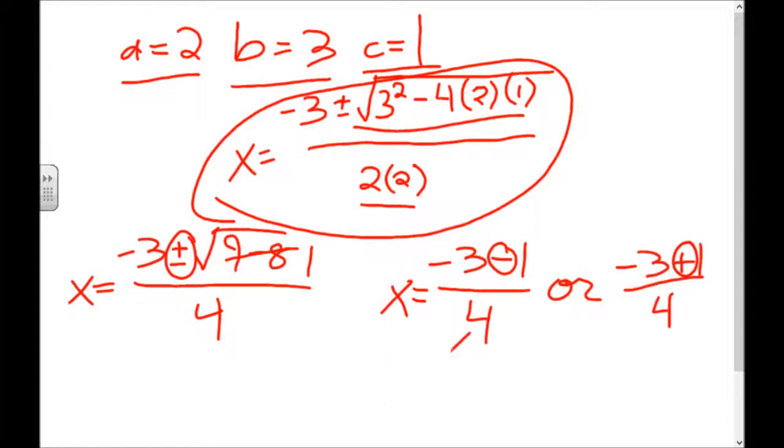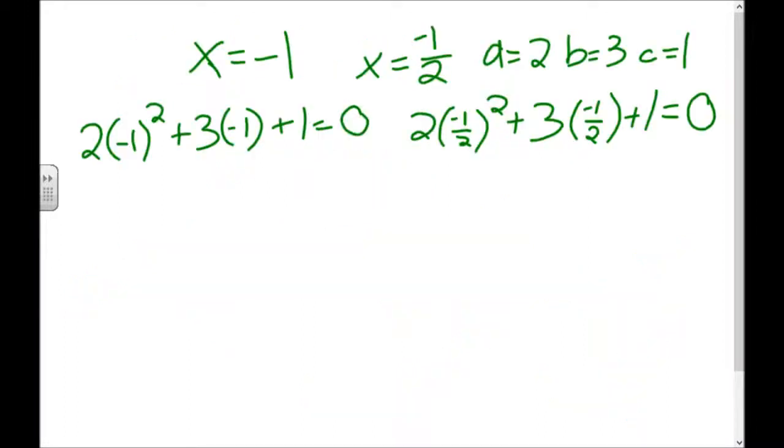And now here, this one is -1. So here x equals -1. And this one is -1/2. And then so now we have this solved, but we're not done yet because we still need to check our answers. So over here, this is how you would solve it.